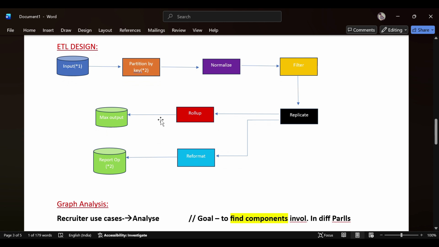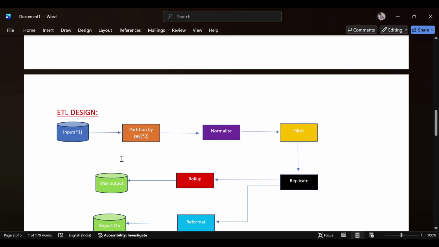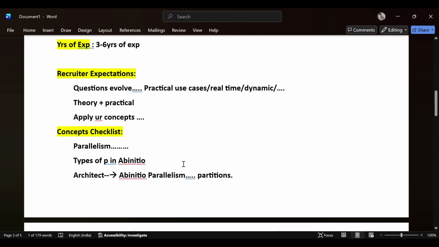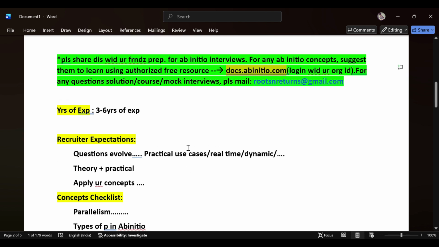I'll come up with another idea, different questions which we have got. Until then, solve this, practice this, and do watch other videos, the other segregated component videos.